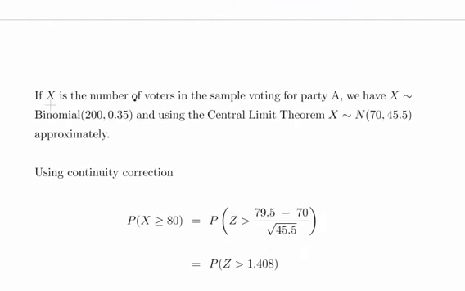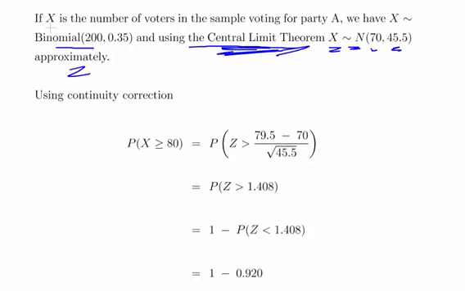So if X is the number of voters in the sample for Party A, we have X as a binomial, and we're using the central limit theorem, essentially because it's a large sample size. Just state that, using the central limit theorem to justify this. Actually use it in a sentence in your answer. We can approximately say that X is a normal distribution with mean 70 and a variance of 45.5, approximately. Remember, it's approximate. It's not going to be exactly the answer, but that's not the point.